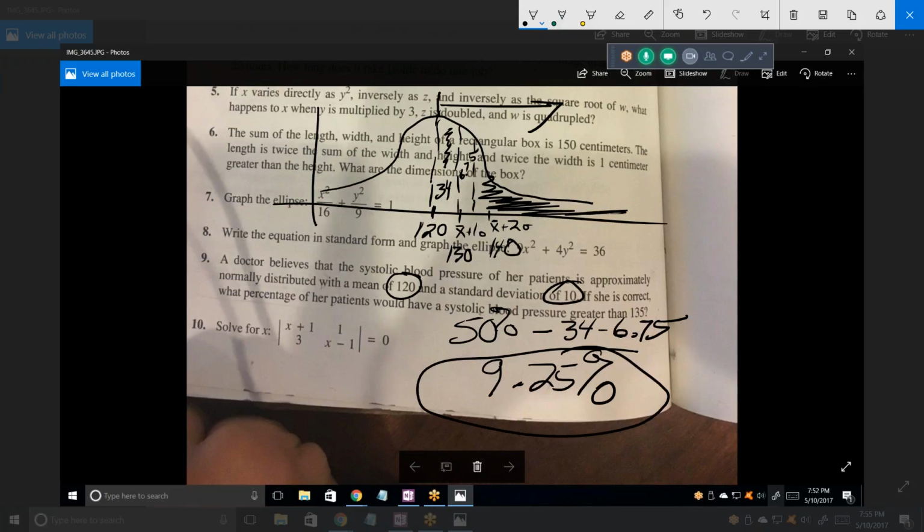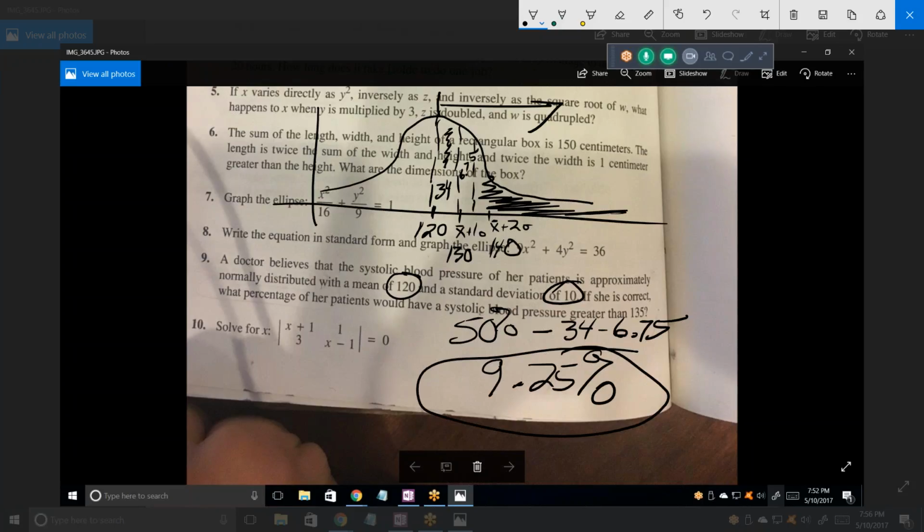Let's say we went and checked out a population of old people and saw that 20% of the people have blood pressures greater than 135. Well, what that tells us is our standard deviation isn't 10. It's a bigger number than 10, because if the standard deviation was bigger than 10, then I would have a greater part of the curve to the right of 135.